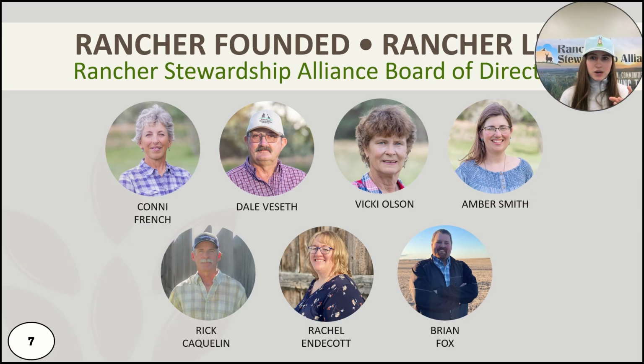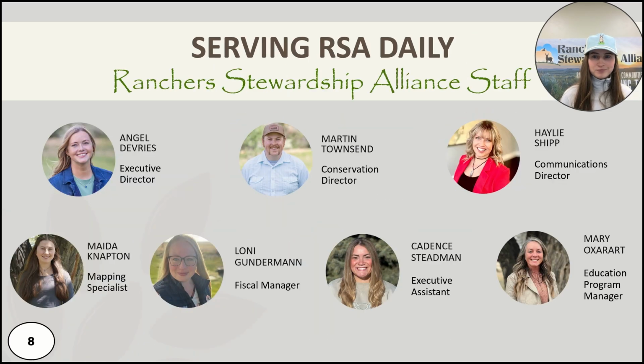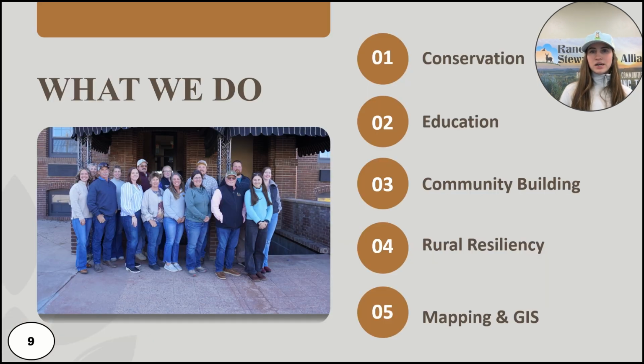So this is our board of directors as of January 2026, and we are rancher founded and rancher led, and our president is Connie French. At RSA, we are a staff of 7, with our executive director being Angel DeVries. And at the Rancher Stewardship Alliance, our work has long been grounded in conservation and education.